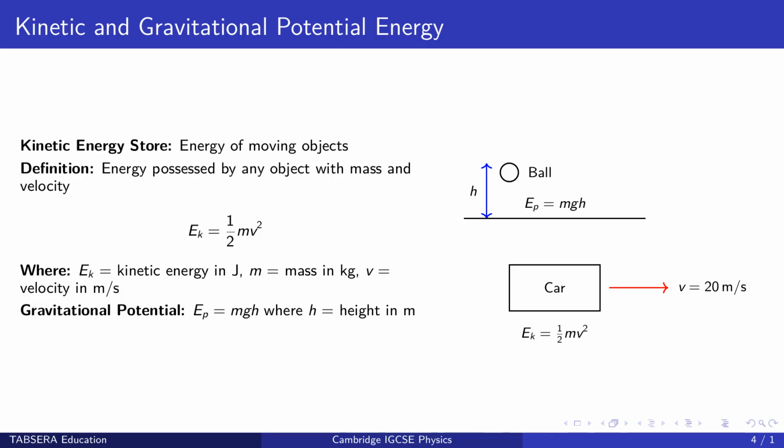The diagram illustrates both concepts. The moving car demonstrates kinetic energy with velocity 20 meters per second, while the elevated ball shows gravitational potential energy due to its height h above the reference level.